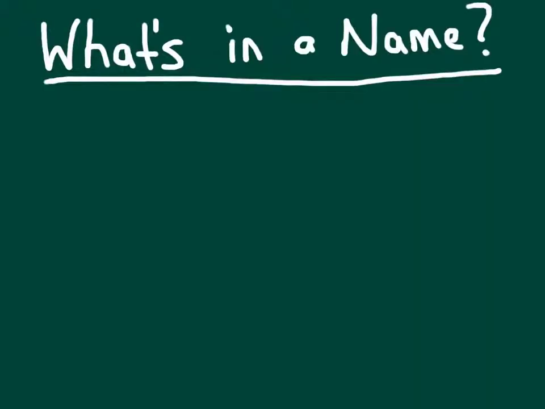So what's in a name? Why even bother learning chemical nomenclature, which is just a fancy way of saying naming chemicals? First and foremost, the name of the chemical tells you several things. First and foremost, it tells you what atoms are present.